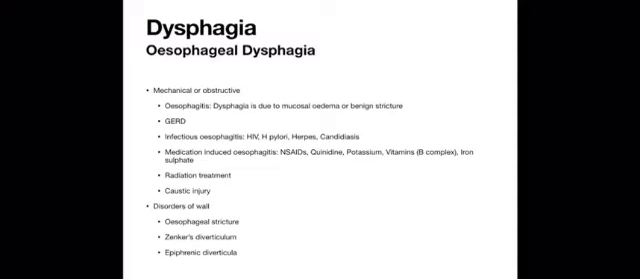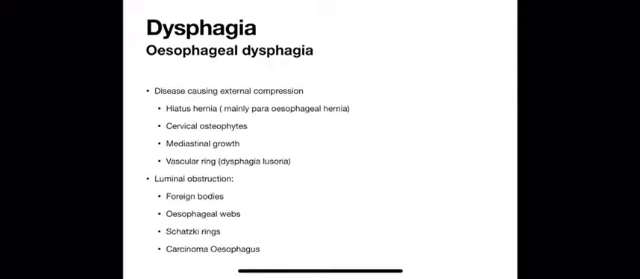Radiation treatment, caustic injury. Disorders of the wall include esophageal strictures, Zenker's diverticulum, epiphrenic diverticula. Diseases causing external compression include hiatus hernia, mainly the paraesophageal hernia, cervical osteophytes, mediastinal growth, vascular ring, that is dysphagia lusoria, luminal obstruction, foreign bodies, esophageal webs, Schatzki's ring, carcinoma esophagus.